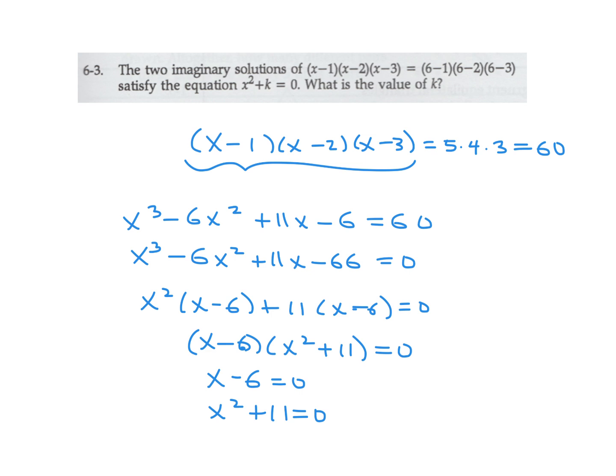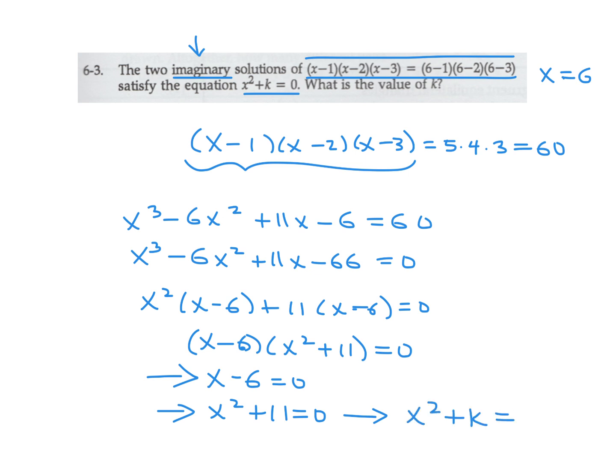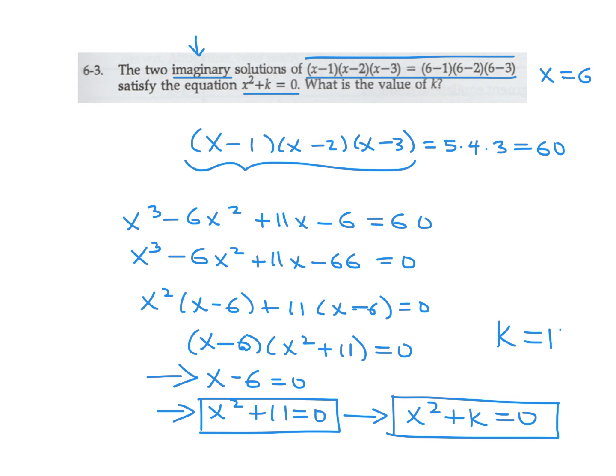Now, what's interesting about this question is that it says imaginary. Because if it did not say imaginary, we can just solve by inspection. If you just look at that, x is 6. And that's, of course, also what you would get from that equation. But they're saying imaginary, and that's where the solution comes from. Now they're saying that it satisfies this, so that means x squared plus k is 0 is the same as x squared plus 11 is 0. So if you look at these two equations, by inspection you can deduce that k is 11.